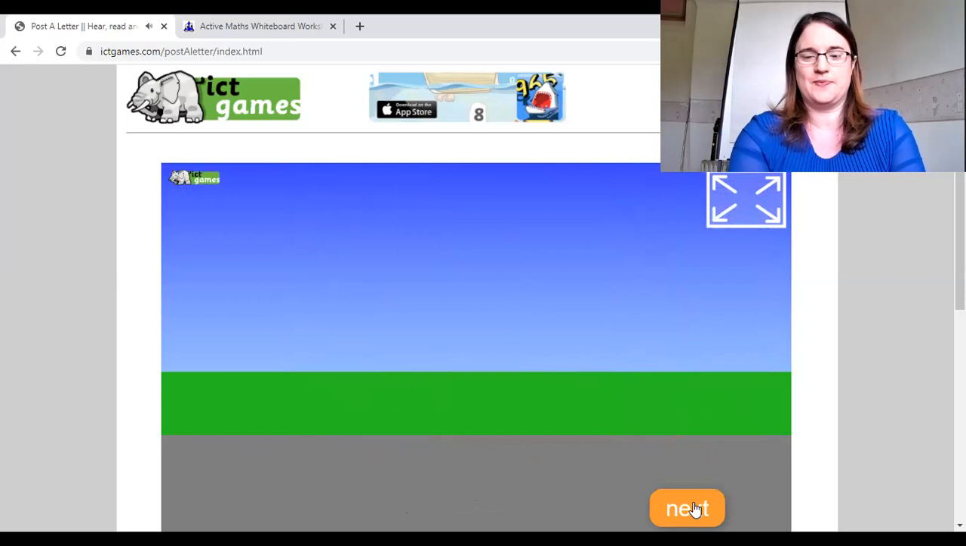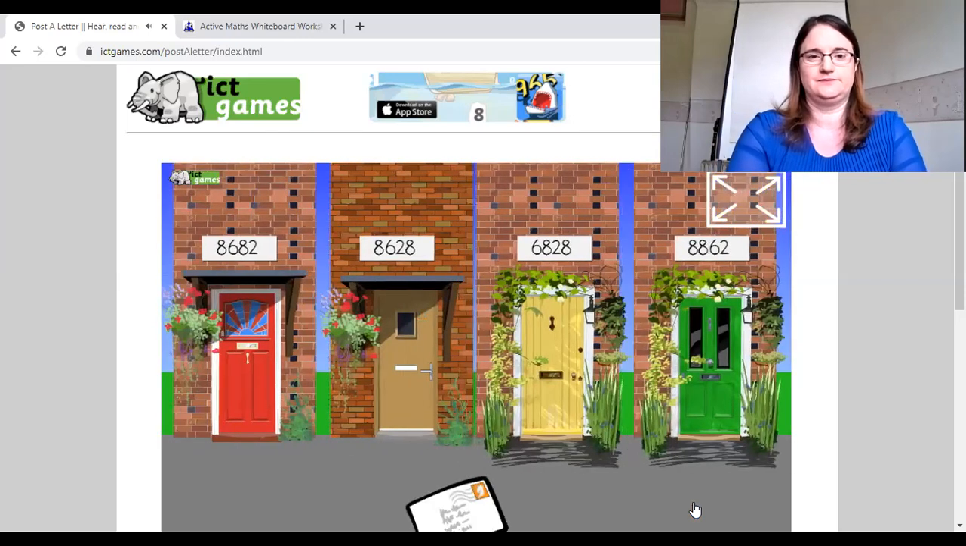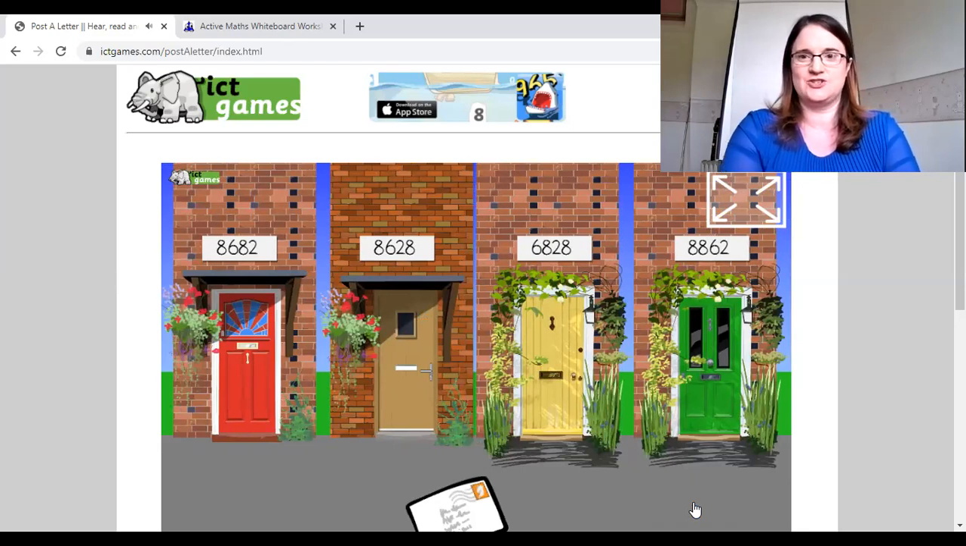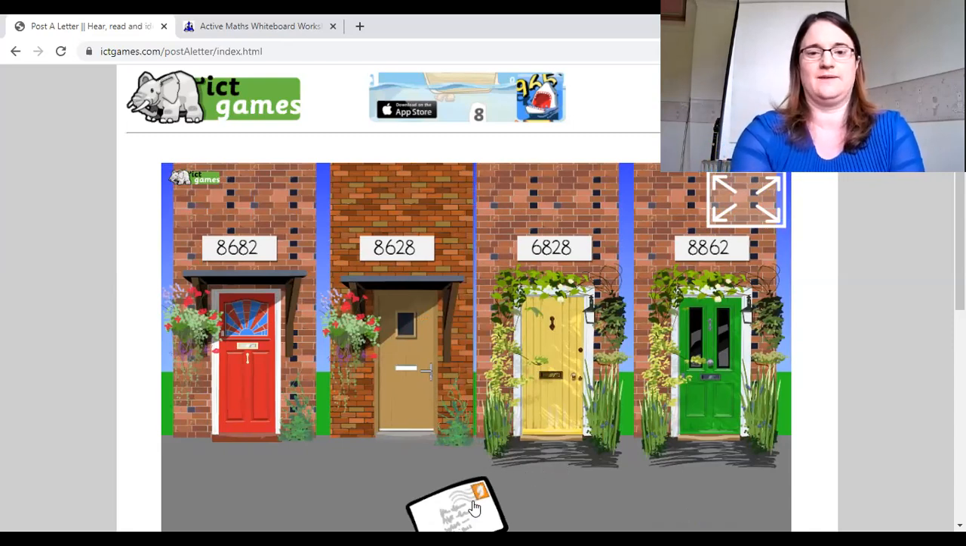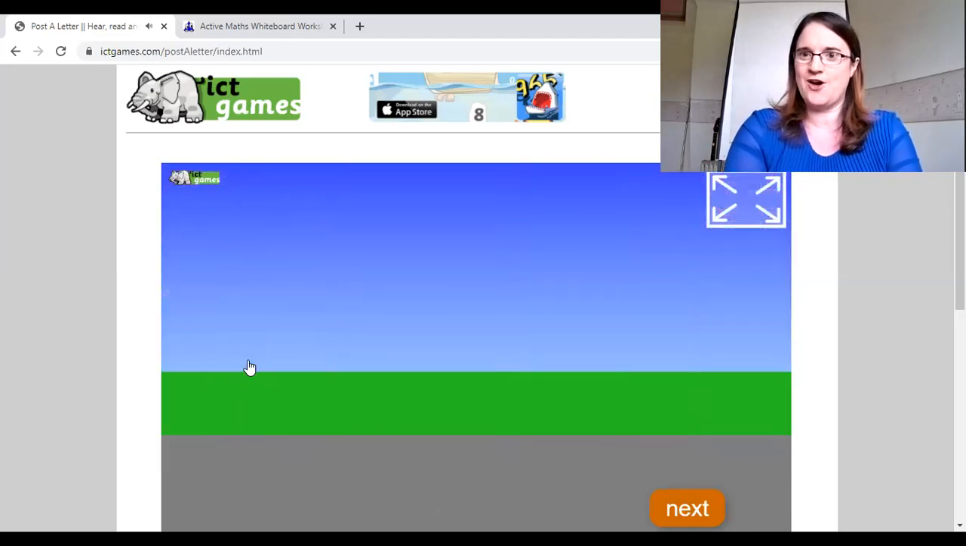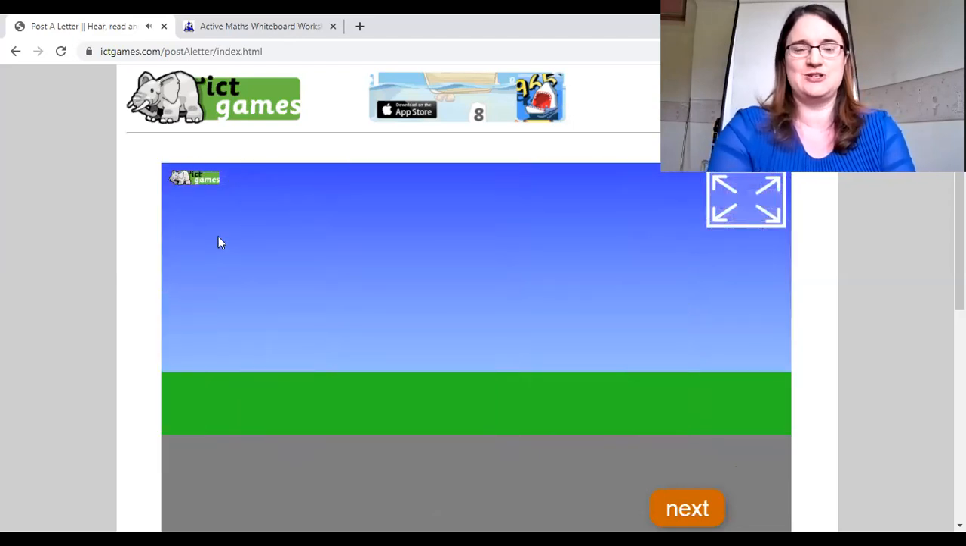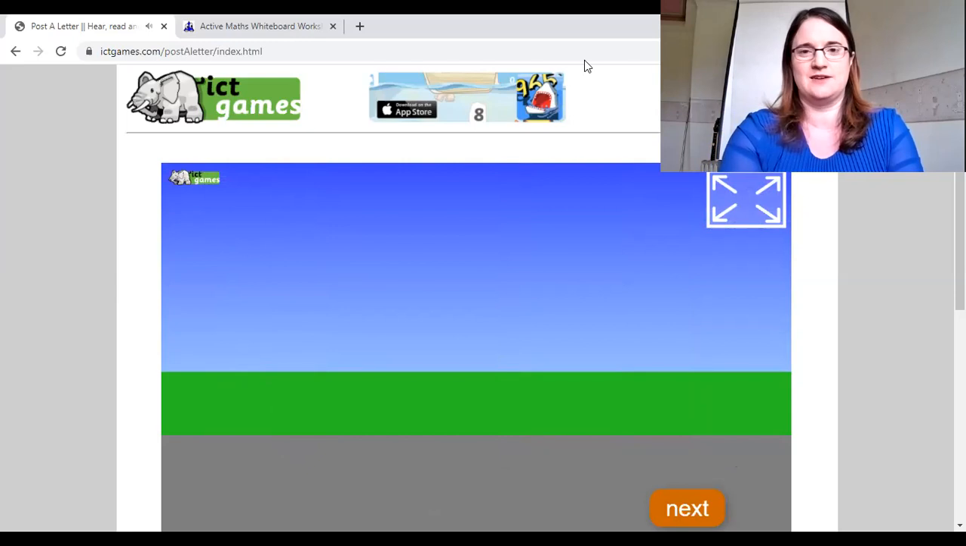Okay, one more. 8,682. Which door is this one going? It's going to the red one. Ooh, thank you. How did you get on? Did you manage to recognise which doors you should be going in? That was really good. Well done.